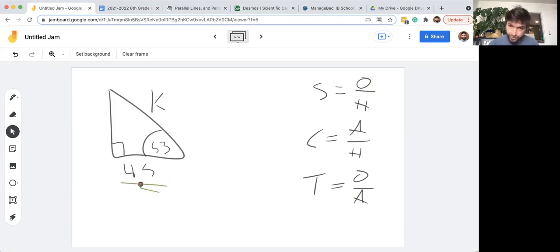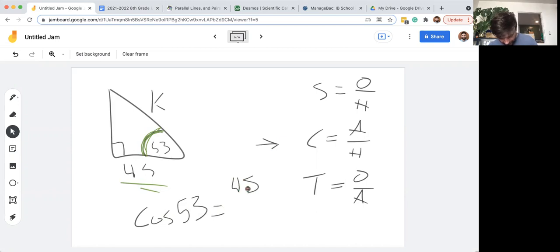45, that's adjacent to my 53-degree angle. It's always from the perspective of the angle. So it's next to my 53-degree angle. And K is my hypotenuse. So I know that I'm working with adjacent and hypotenuse. It's going to lead me to cosine, so the cosine of a 53-degree angle will equal my adjacent side, 45 over K.